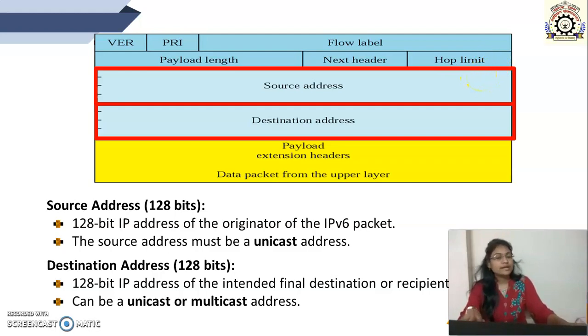Also, the source address must be a unicast address. Obviously data is sent by only one sender, so we can say that it is a unicast, sent by a single sender. And the destination address can be unicast, meaning one sender, one receiver, or multicast, one sender, many receivers. So it can be a unicast or multicast address. But in case of IPv6, the destination address is not a broadcast address.